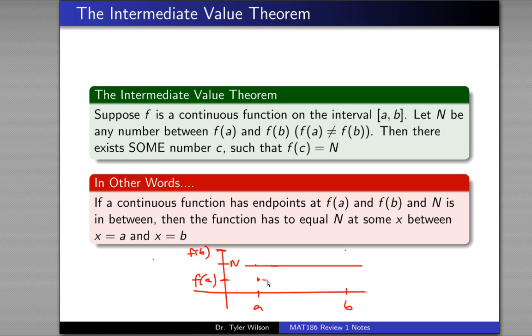You're going to go through, at some point, this point, and this point is what they call C. This is the point C. There has to be some point C where you cross this value n. This is what the intermediate value theorem says. As long as your function is continuous, this has to happen. Of course, if it's discontinuous and you just go down here and you jump up, you can cross this line. But if your function is continuous, there's no way to do this. This is what the intermediate value theorem says.